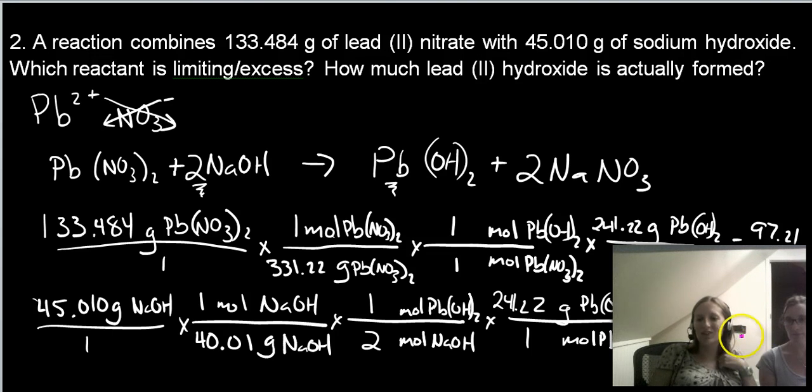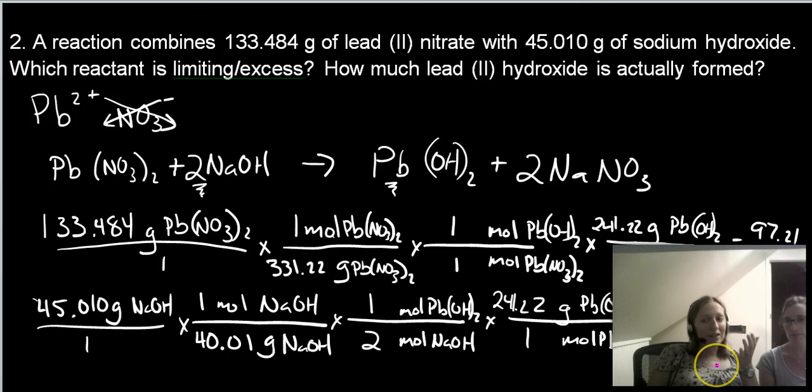Now you can answer the question, which is which reactant is limiting or excess? Make sure that when they ask you which reactant is limiting or excess, you tell them a reactant and not a product. The answer is not lead hydroxide. That is not a reactant. But what we can see is that starting with this much lead nitrate, you can get 97 grams of lead hydroxide. Starting with this much sodium hydroxide, you could get 135 grams.